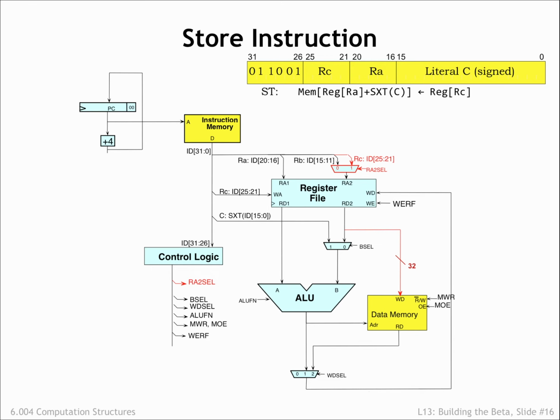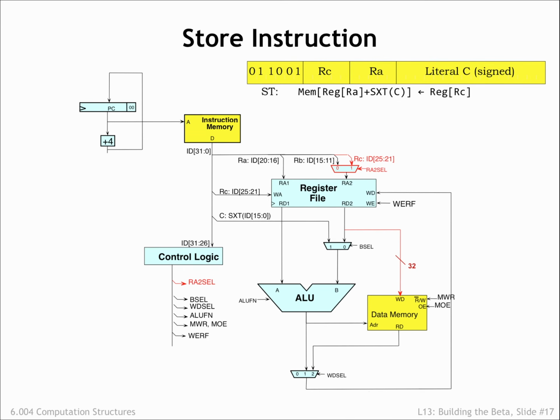When the RA2 cell control signal is 0, the RB field is selected as the address. When RA2 cell is 1, the RC field is selected. The output from the second read data port is connected to the write data port of main memory. The store instruction is the only instruction that does not write a result into the register file, so the WRF control signal will be 0 when executing store.